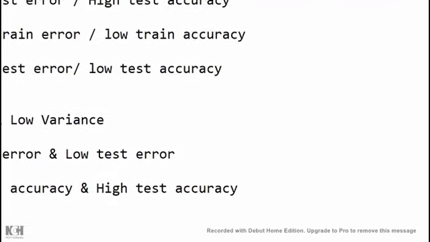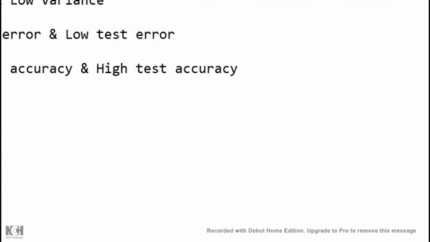Then it is called a very good model, right? Now, for example, if one of them is high and one of them is low, then it is called either overfitted or underfitted, right? Let us start with the overfitting problem.